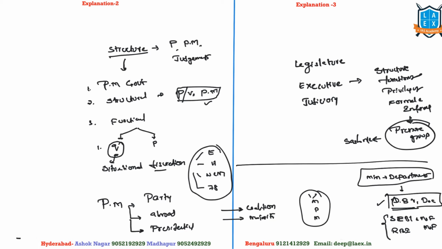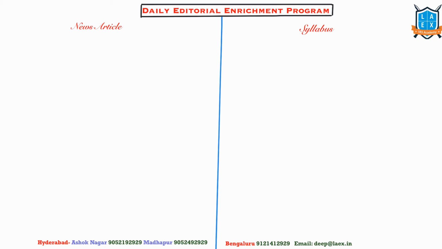And the next part of this is we need to go on to the judiciary. When we talk about the judiciary, remember one thing. Appointment of judges is always a controversy.